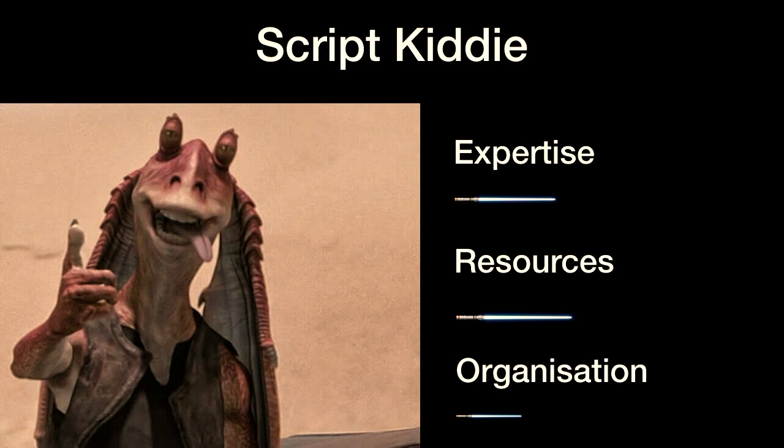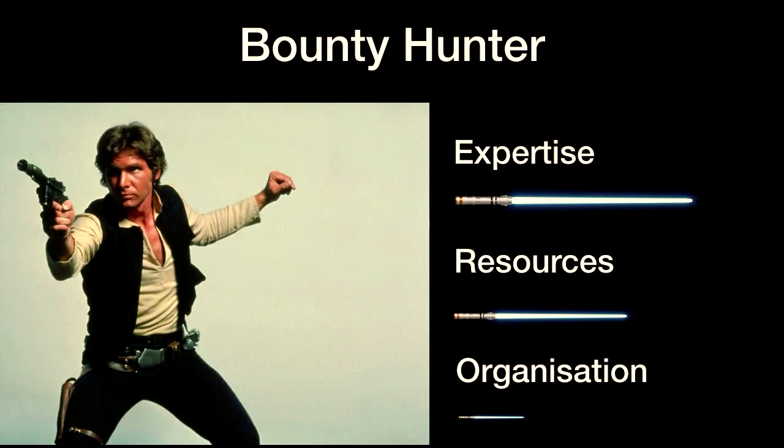Jar Jar Binks. Not much expertise. It doesn't have much resources. They don't organize themselves very well. To be honest, they are not a threat to the Empire, but it's good to map them. They are there. The next one is a bounty hunter, Han Solo, right?